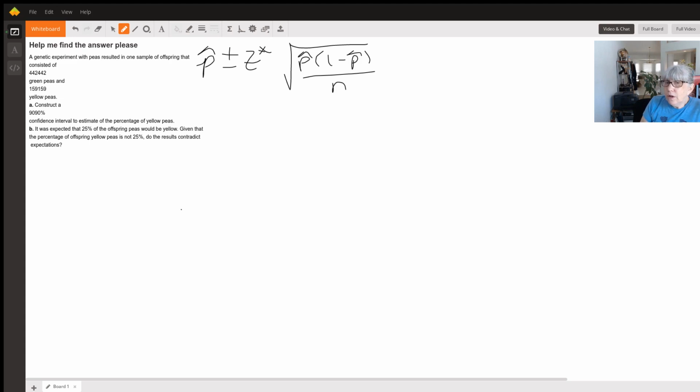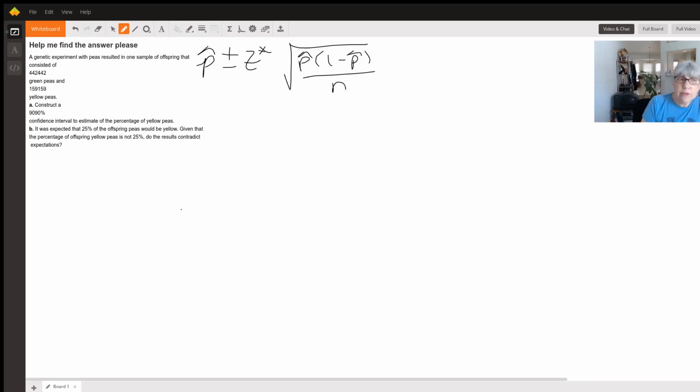The 1 minus p hat is the proportion of green peas. It's the proportion of failures, the proportion of peas that are not yellow. And n is the total number of peas. That square root of p hat times 1 minus p hat over n is called the standard error, and z star times the standard error is the margin of error.